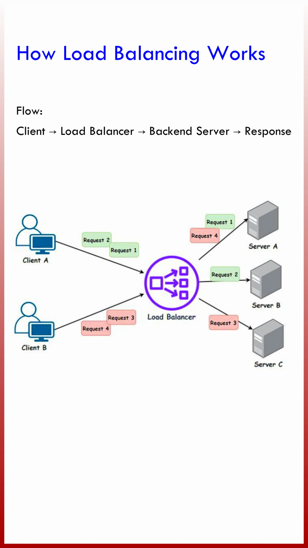So generally, how load balancing works is a simple request flow. Basically, it starts with the client which sends an HTTP or TCP request. The request reaches the load balancer. The load balancer selects the best backend server. The chosen server processes the request. The response is returned to the client. So the flow would be from client to load balancer to backend server, and the response returns back. The client never needs to know which server handled the request.